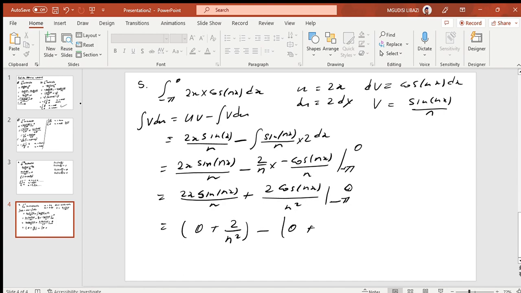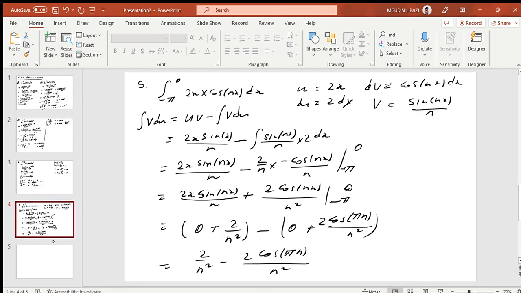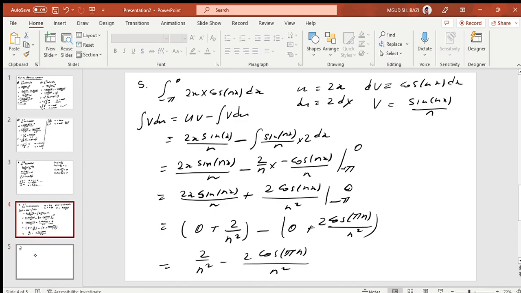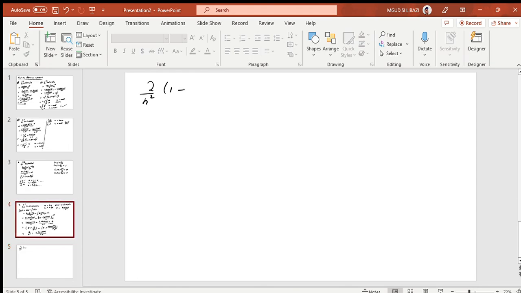So now when you substitute negative pi into cosine, you're going to get 2 cosine of pi n, divided by n squared. So we end up having 2 over n squared minus 2 cosine of pi n, and then that is divided by n squared. So now if we take a common factor, which is 2 over n squared, we'll be left with 1 minus cosine pi n. So that is what we are left with.